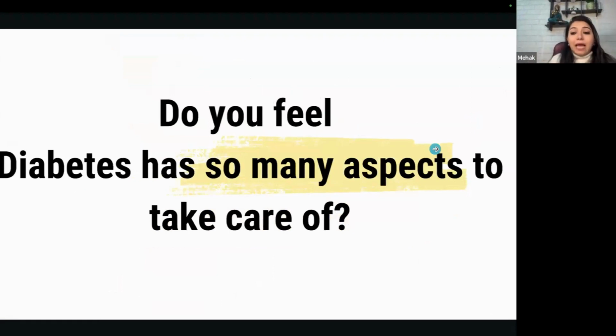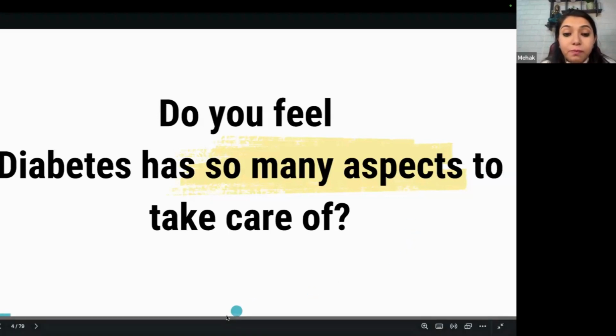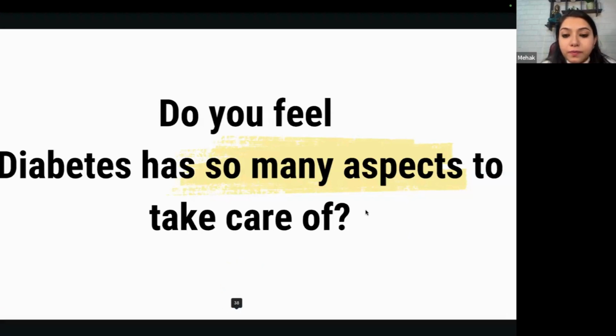Now, do you feel that diabetes has so many aspects to take care of? We have to not only take care of our health, we have to take care of the exercise, the food we eat. What about the comorbidities? Comorbidities matlab kidney or some other health problem, heart problem. What about other things? If you feel diabetes has many aspects to take care of, I want you to write MA in the chat box. MA means many aspects.